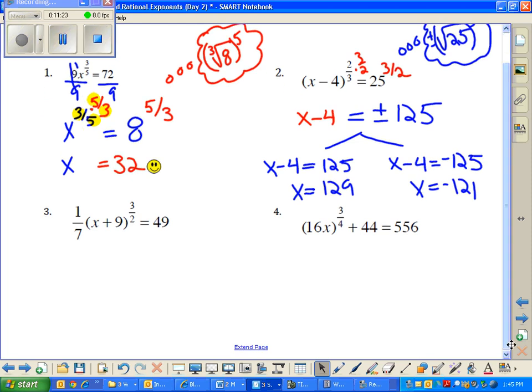All right. Number 3. We have 1/7 times the quantity of x plus 9 raised to the 3/2 power equals 49. Again, step 1, you isolate the base that has the rational exponent. So essentially what I need to get rid of right now is that 1/7. Any ideas? Good, Emily. Yeah, very good. Multiply both sides by 7, right? Jenna, is that what you were going to say? Yeah, nice job.